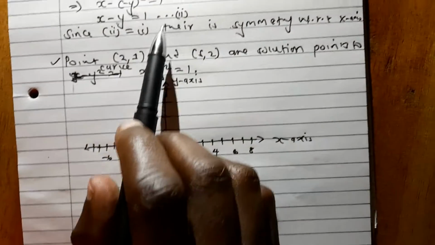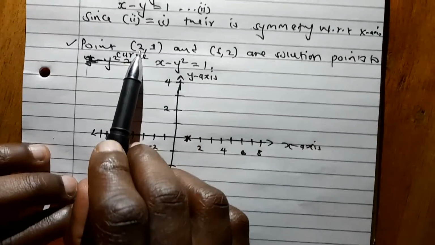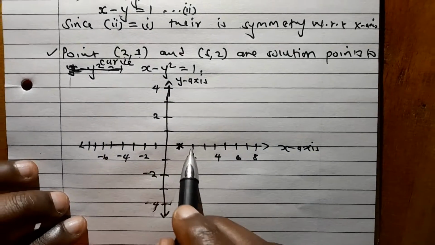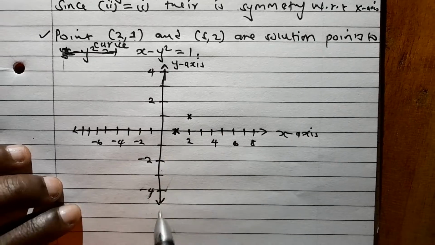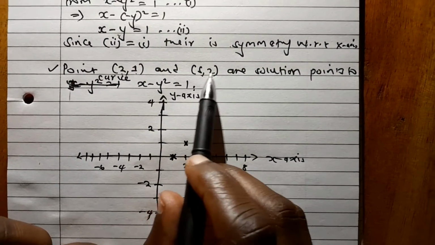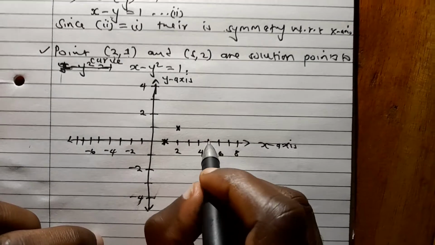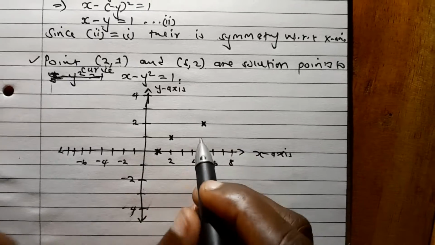Then for the other solution points, I know it is 2, 1. 2, 1 here is a solution point. Then another solution point is 5, 2. So 5, 2 is also a solution point.